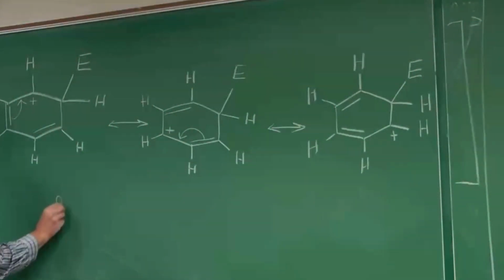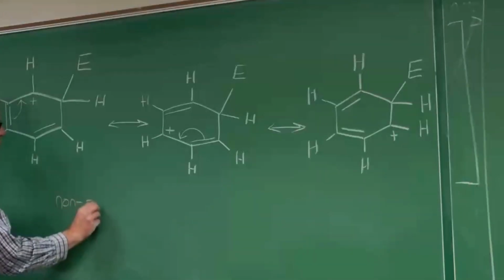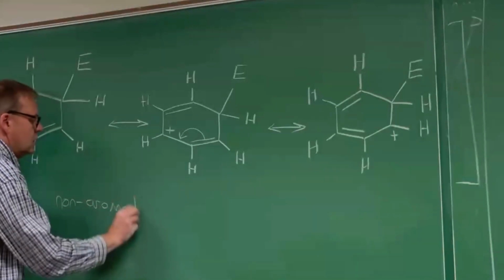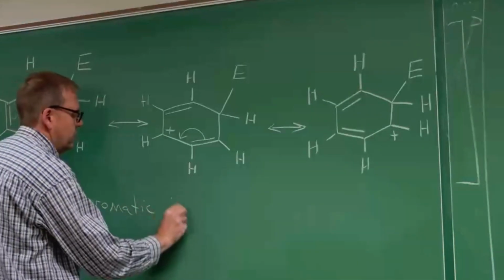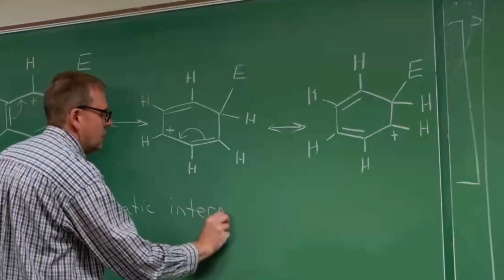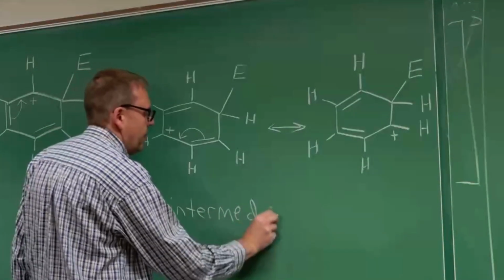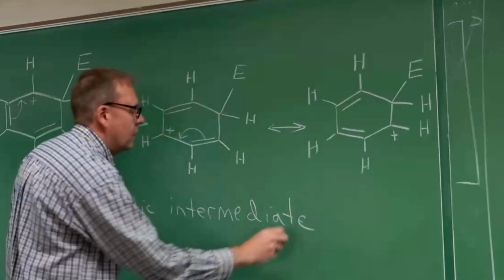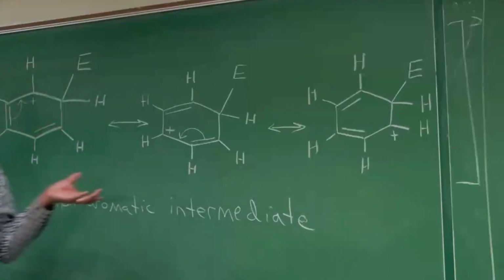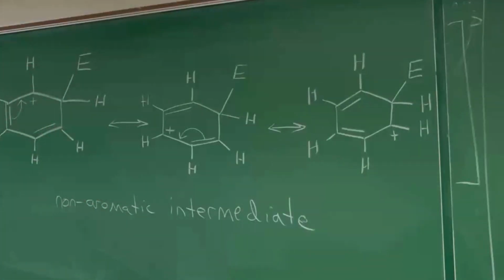This is the non-aromatic intermediate. All of these resonance structures collectively are describing the non-aromatic intermediate in this electrophilic aromatic substitution reaction. All right, that is step 2. That's electrophile gets attacked by the ring electrons to form this non-aromatic intermediate.